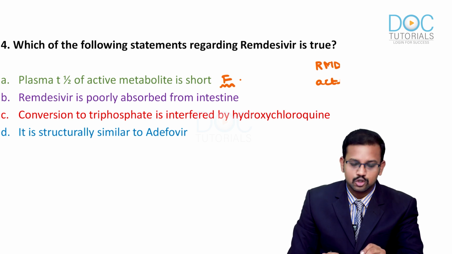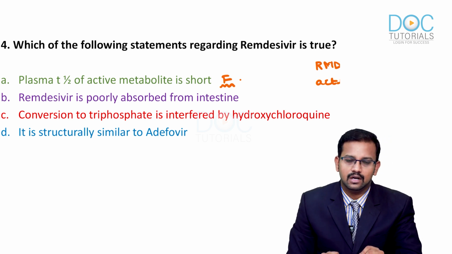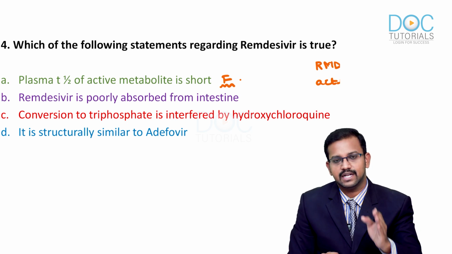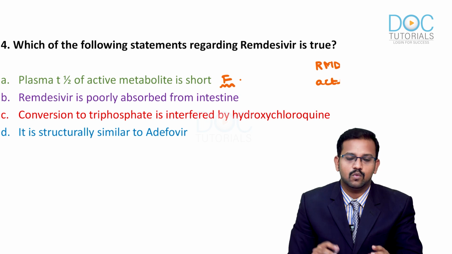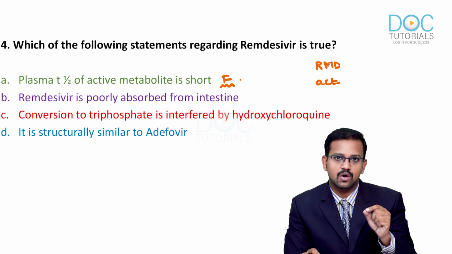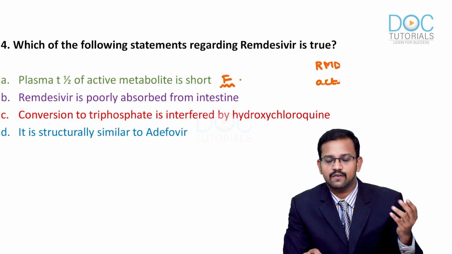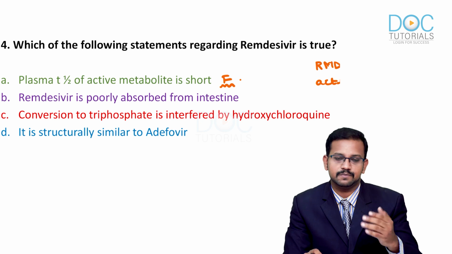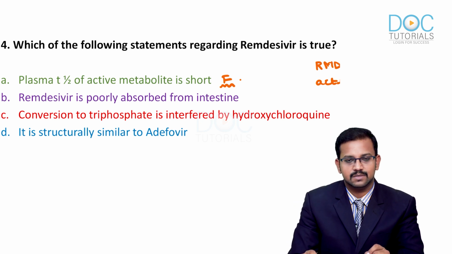Remdesivir is poorly absorbed from the intestine. We all know that Remdesivir is not given via the peroral route, it is given via the parenteral route. Why it is not given via the peroral route is, even though Remdesivir has minimal absorption, we have already seen in the explanation of SARS-CoV-2 that it has high first pass metabolism.